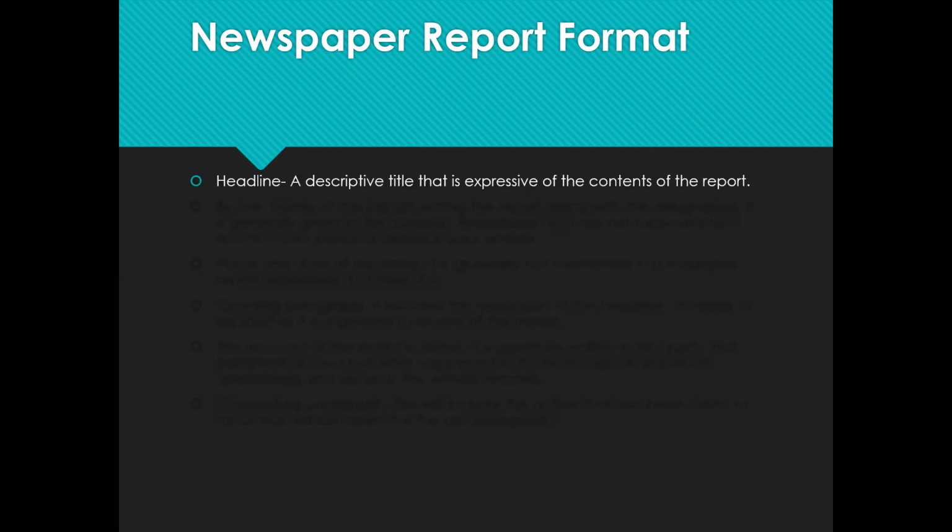The first thing you have to write when you are asked to write a newspaper article is the headline, or the title. The title should be descriptive in nature. The reader should have an idea about what they are going to read. So it should be descriptive with a minimum number of words. That is the first thing that you have to write in a newspaper report: a headline.